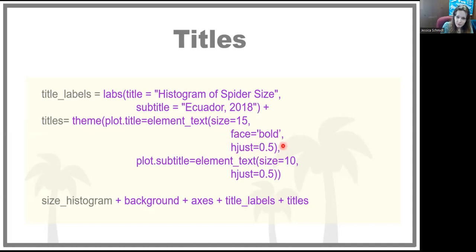I don't know if you remember from a few slides ago, but this is our horizontal adjustment. By calling hjust 0.5, I'm saying I want it halfway across the page, so the text should be centered instead of being squished up all on the left side. And I'm going to do the same thing with the subtitle. I'm just going to make it a slightly smaller size and hjust 0.5. And then just like before, we're adding it to our size histogram with all of those customization options.